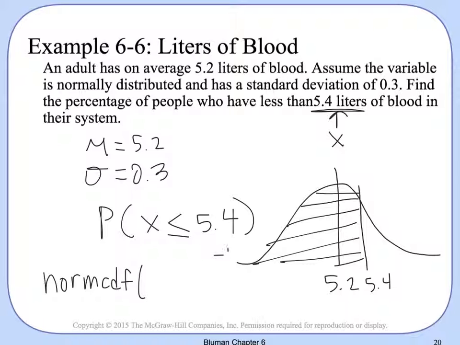So we're just going to put negative E99. Now, if you put 0, you're probably going to get the same answer as us. But the low number is going to be negative E99. High number is going to be what?